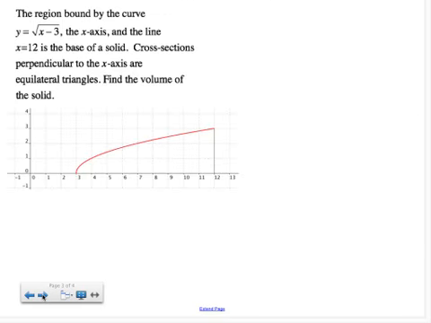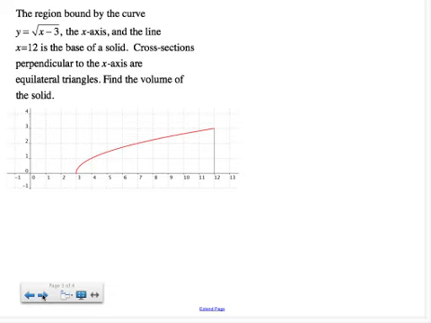It says, here's a region. It's bound by the curve y equals the square root of x minus 3, that's the red curve, the x-axis, and the line x equals 12. Now here's the difference between this and what we've been doing. They tell you this is the base of a solid, so we're no longer rotating anything. We have a solid. This is the base of the solid.